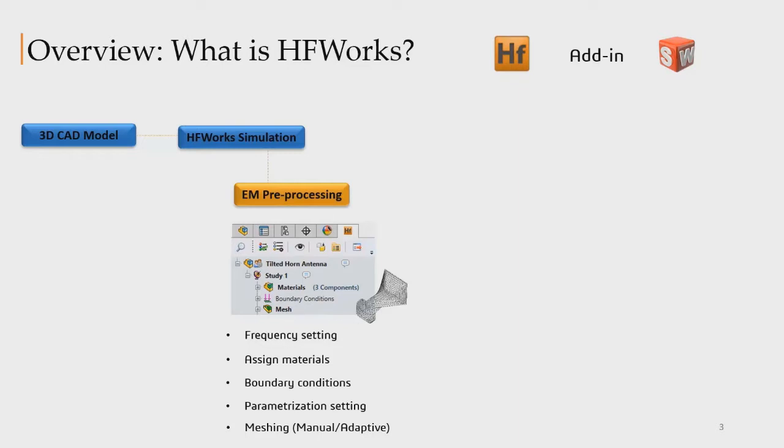Next, when your model is ready, you can switch to the Simulation tab and start with the pre-processing steps like the frequency sweep setting, the material assignment, the needed boundary conditions, the parameterization setting in case of parametric analysis, and finally the step of meshing using many different mesh options provided by HFWorks for manual and adaptive meshing.